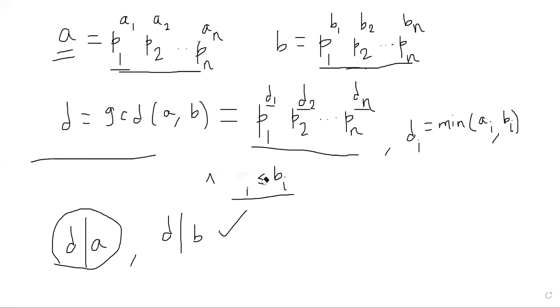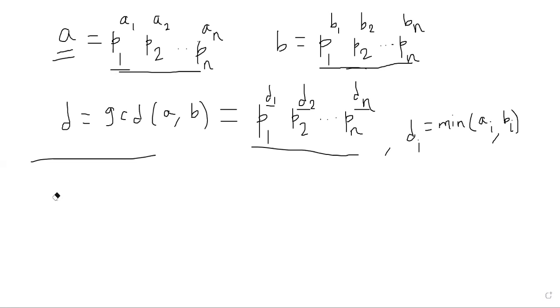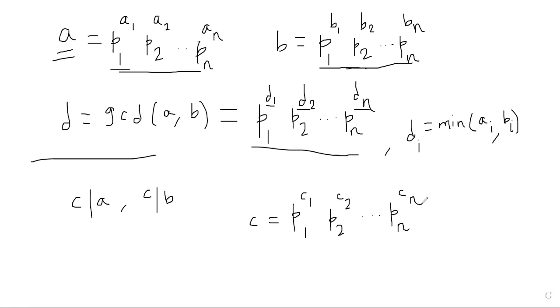All I'm going to do is, assuming there exists a C that divides A and B. So let's assume there is a C which divides both A and B. What can we say about the structure of C? From the previous proposition, we know that C must be of the form, let's say, P1 power C1, P2 power C2, and so on, all the way until Pn power Cn. This is just coming from the previous proposition.